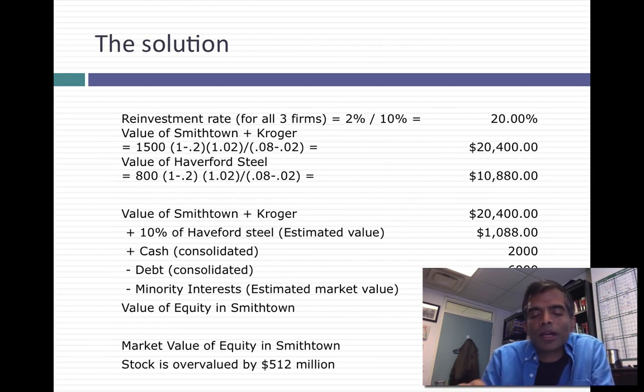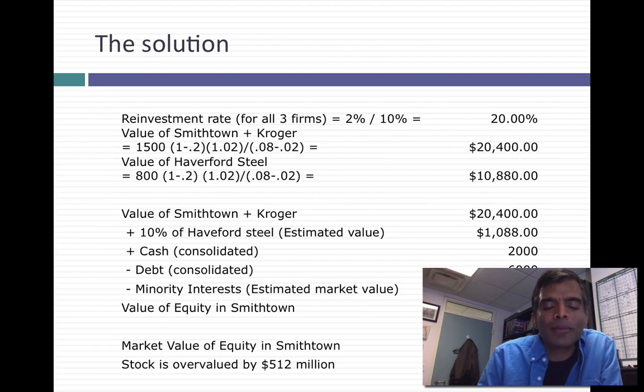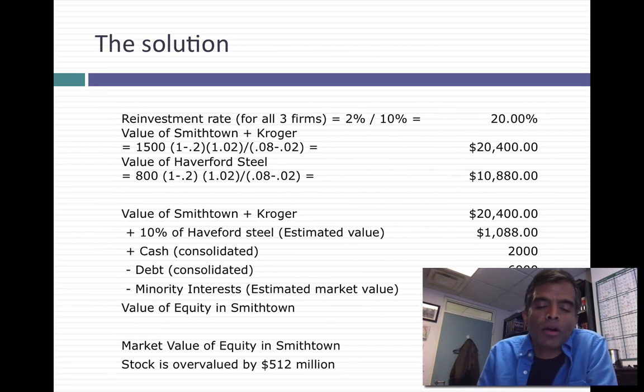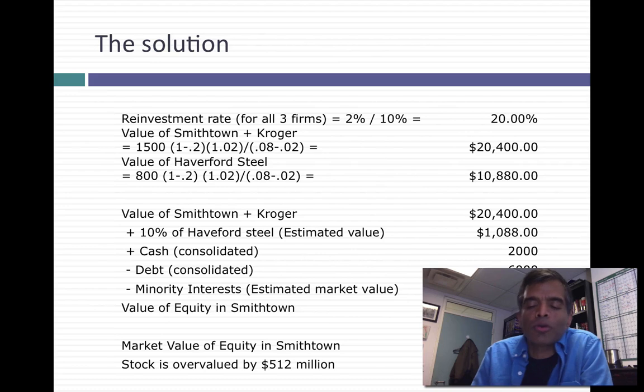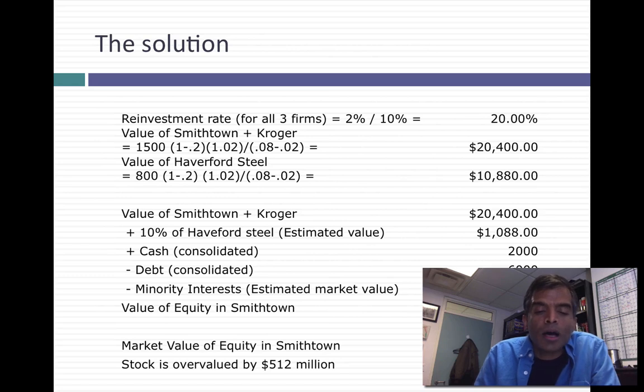So here's how I subtract out. I take that minority interest of $1 billion, which is the accountant's estimate of what doesn't belong to me, and I multiply by 3. So the key here is because I'm working with the consolidated statements, I have to take out the portion of Kroger that doesn't belong to me. That's what I'm doing by netting out the 3,000. I get a value of equity of $14,488 million. To that, I add the Haverford Steel, the 10%, because that wasn't counted. That's what I compare to the $15 billion, and that tells me the stock is overvalued.